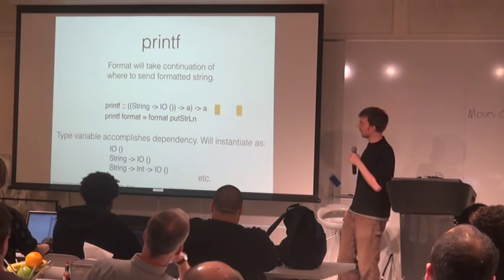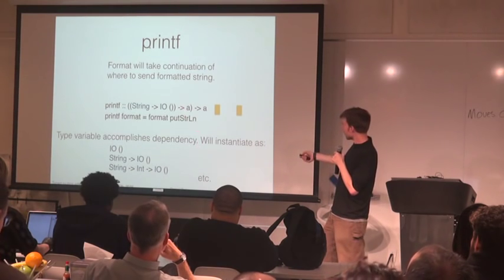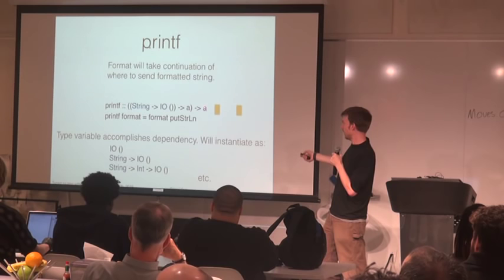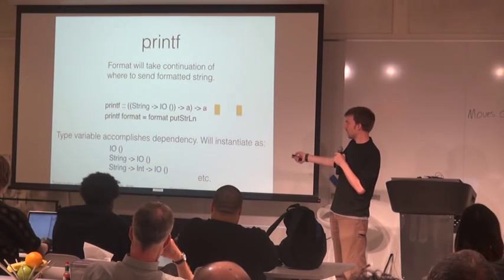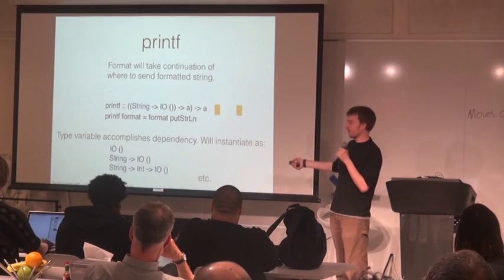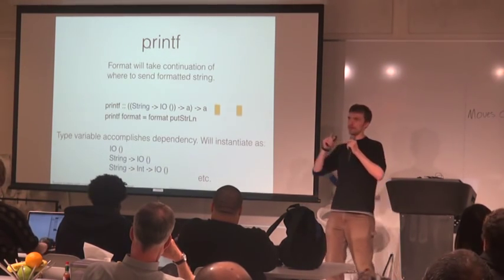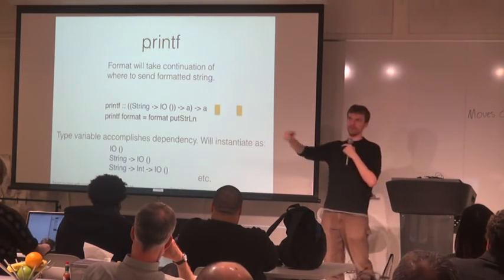And the highlighting is going to be useless, so I can use the laser. So the idea is that this A is from the format, and that A is the output. Those must be the same. And that is how we tie the formats to the way that we produce multi-argument functions.